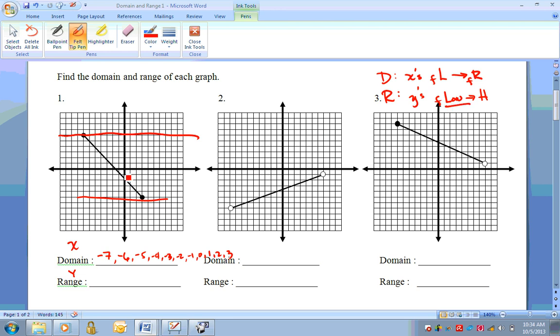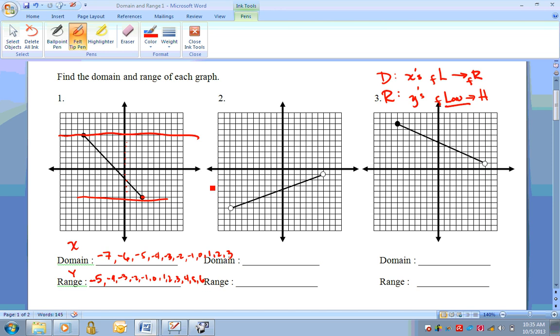So let's try that. What is the lowest point? It is -5, counting -1, -2, -3, -4, and -5. Notice I include -5 because it's a solid line, solid circle. Then -4, -3, -2, -1, 0, 1, 2, 3, 4, 5, and 6.